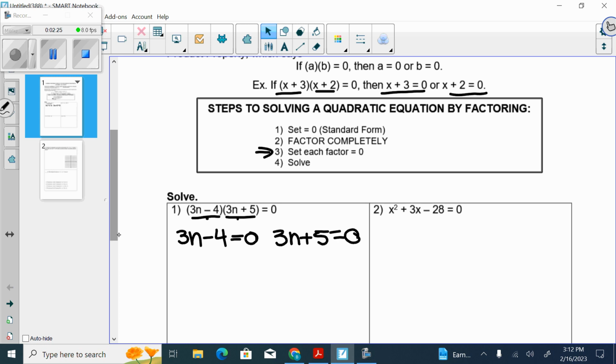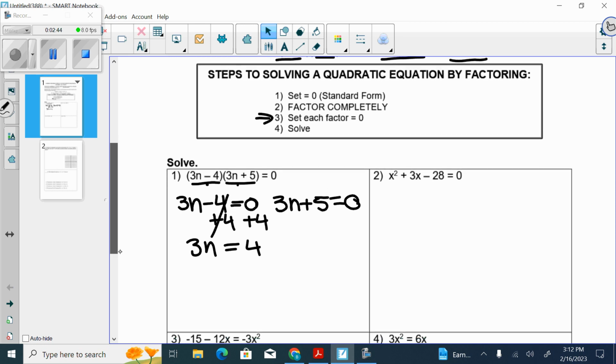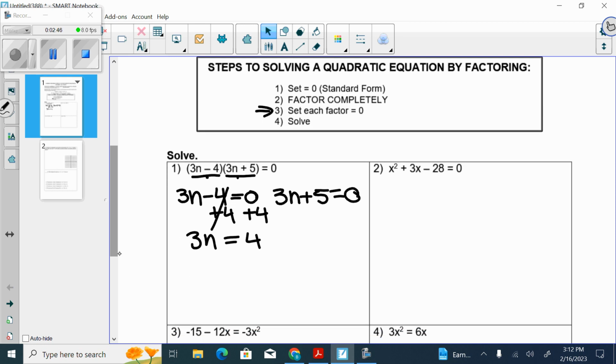If I'm trying to get the n by itself, what should we move first? The 4. How do I move negative 4? Right. Now we just have 3n equals, what's 0 plus 4? 4. Good. And how do we get rid of that 3 in front of the n? Divide. Is 4 over 3 going to give me a nice number? We'll get a decimal, so we're just going to leave it as n equals 4 over 3.